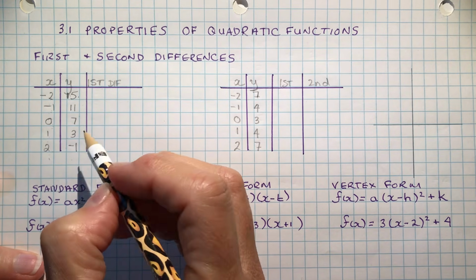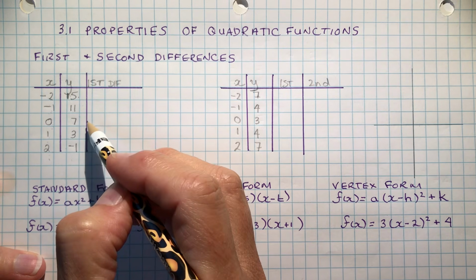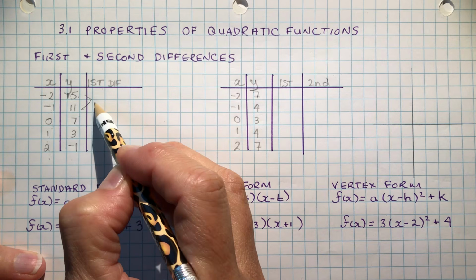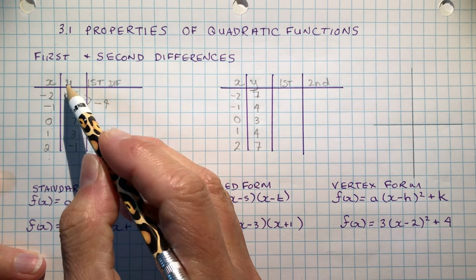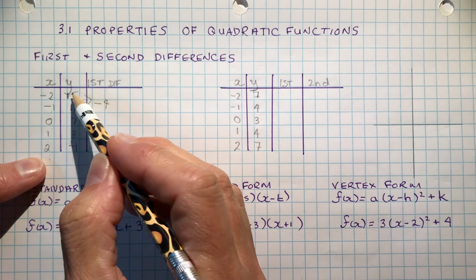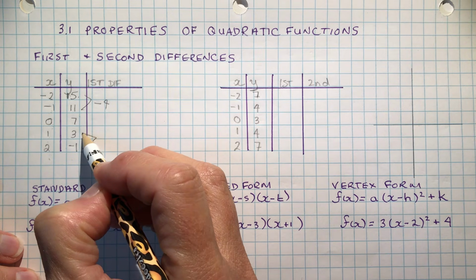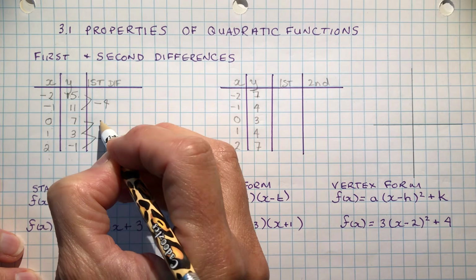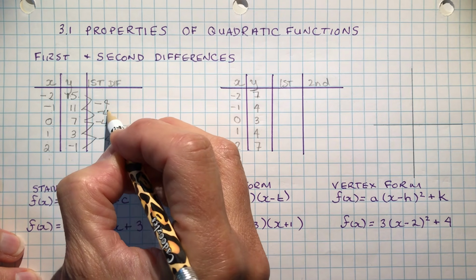And then I want to know how does it change from here to here? So there are 2 ways of thinking of this. I can say I went from 15 to 11, so I went down 4. That's one way of doing it. Or the way I like to do it is, once you've listed them, you start with your highest x and you start subtracting, going the other way. So I'm going to do -1 minus 3, which of course is -4. 3 minus 7 is -4. And 7 minus 11 is -4.